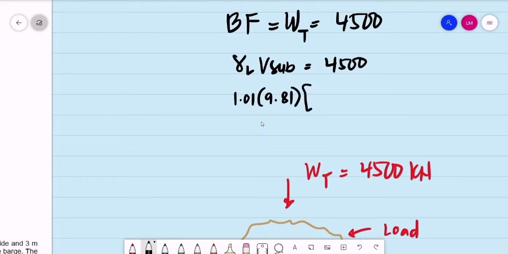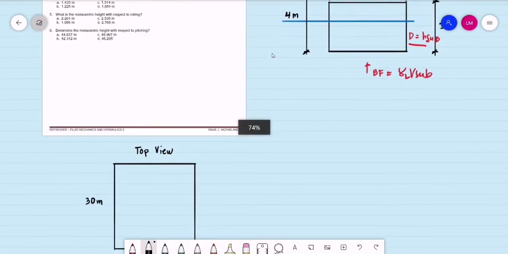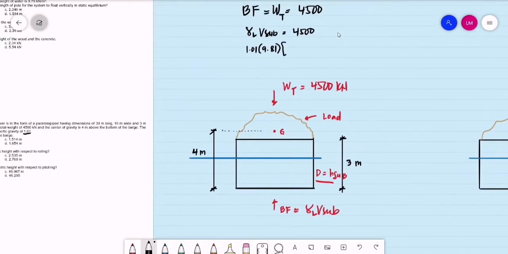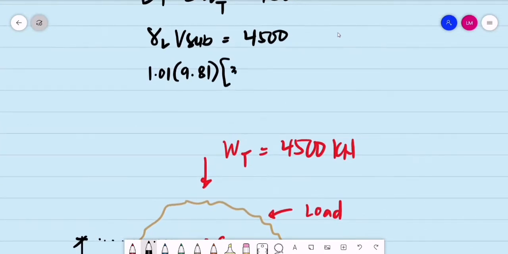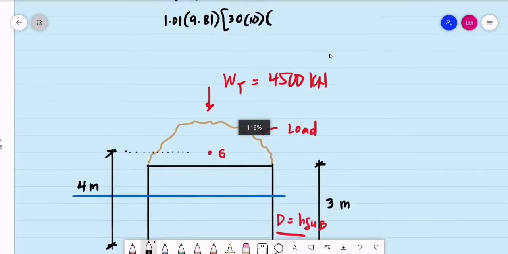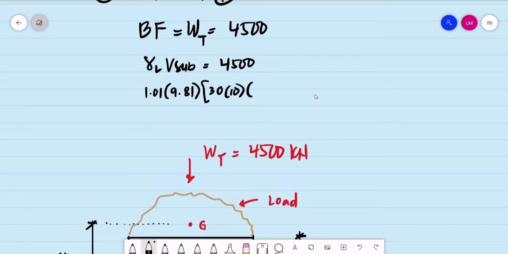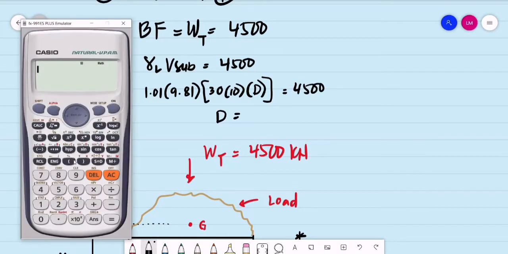The volume submerged, let us repeat, the dimension of the barge is 30 meters by 10 meters. So, the area is 30 times 10 times the volume submerged, D. That is the draft. Then that is equal to 4,500 kilonewtons. So, let us compute what will be the draft or the height submerged. That is 4,500 divided by 1.01 times 9.81. Okay, then multiplied by the area, that is 30 times 10.